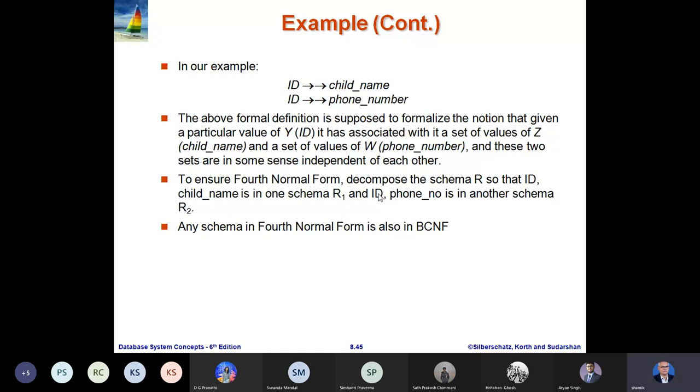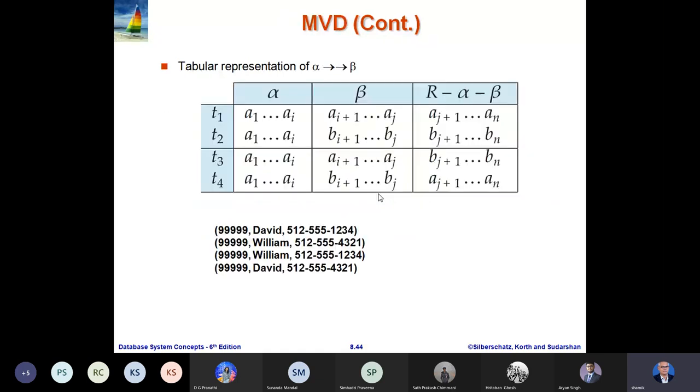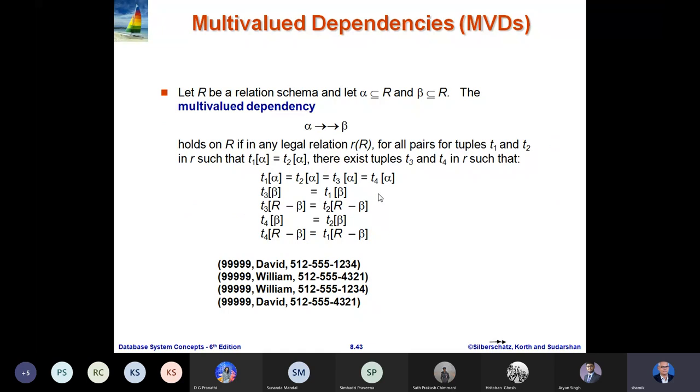So this is the simple understanding of a multi-valued dependency. But of course, we now put it in the terms of this dependency. Again, remember, it is not a functional dependency. It is what we denote as a multi-valued dependency.